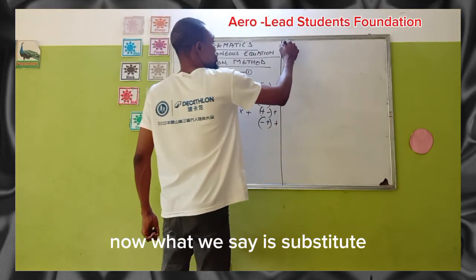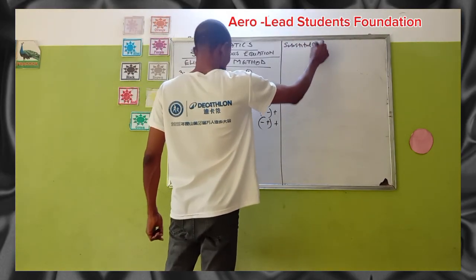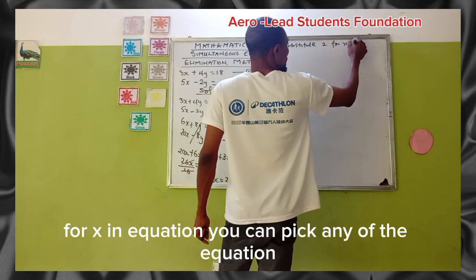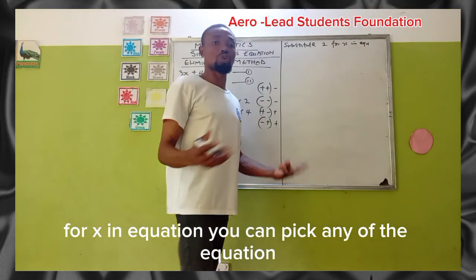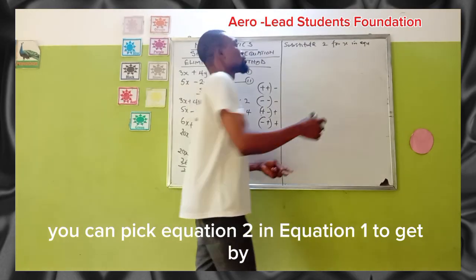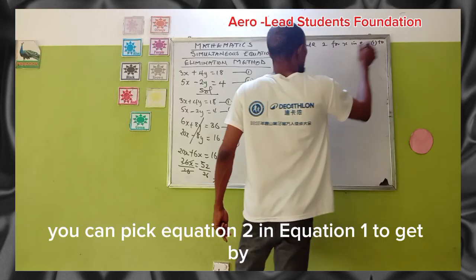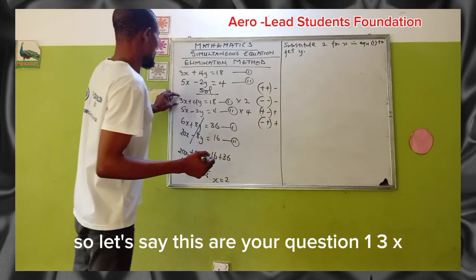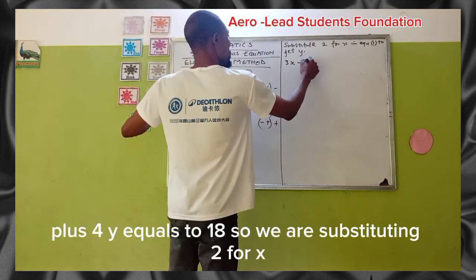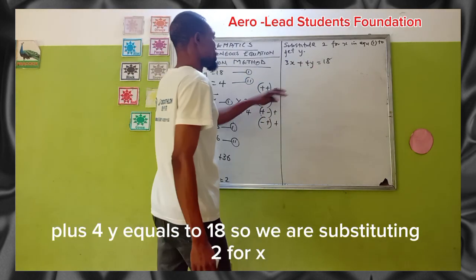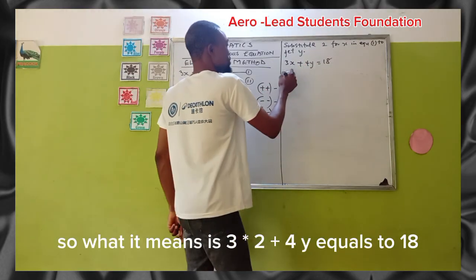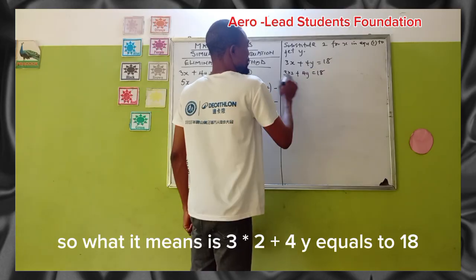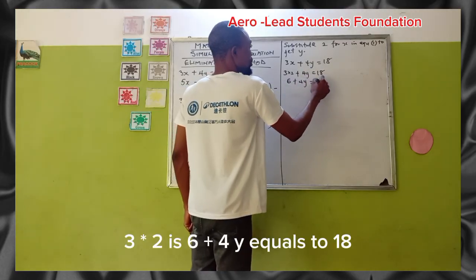Now, what we say is substitute 2 for x in equation 1. You can pick any of the equations, you can pick equation 1, you can pick equation 2. In equation 1 to get y. So let's say this is our equation 1, 3x plus 4y equals 18. So you are substituting 2 for x. So what it means is 3 times 2 plus 4y equals 18. 3 times 2 is 6 plus 4y equals 18.